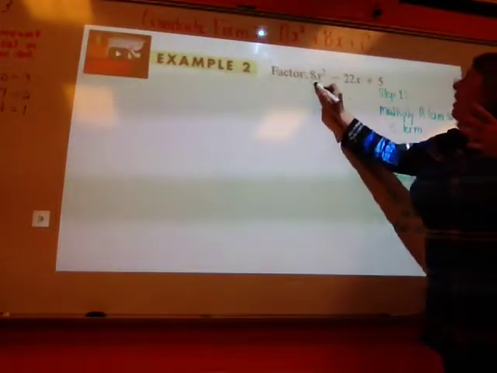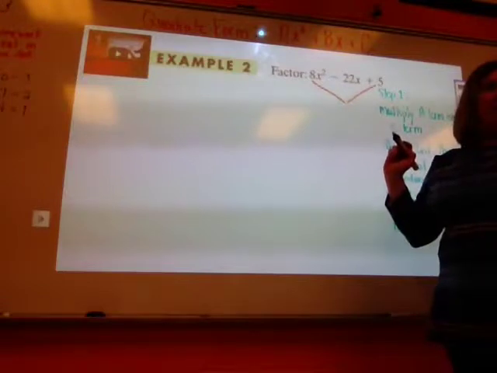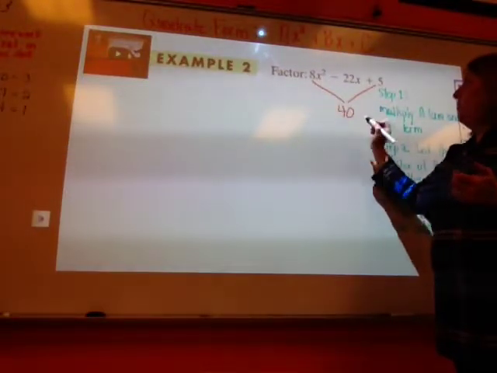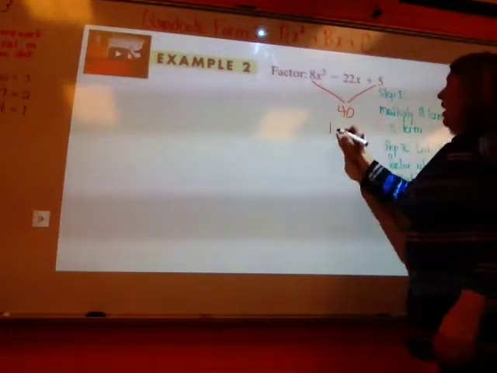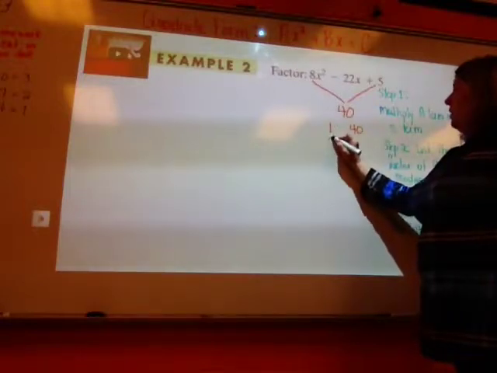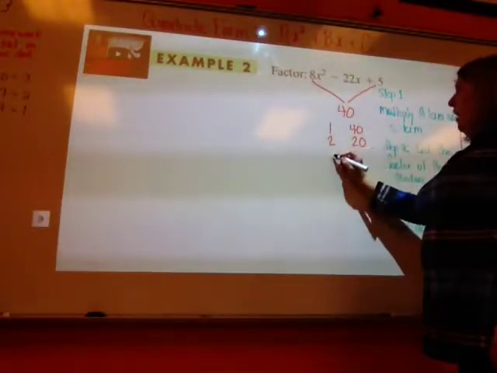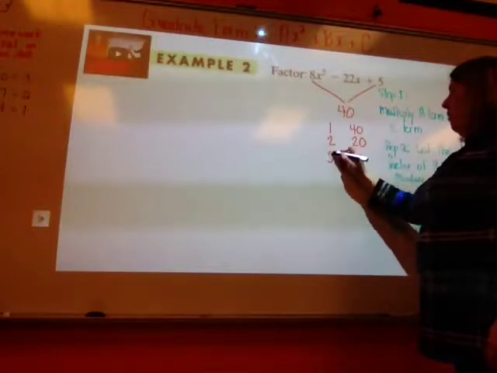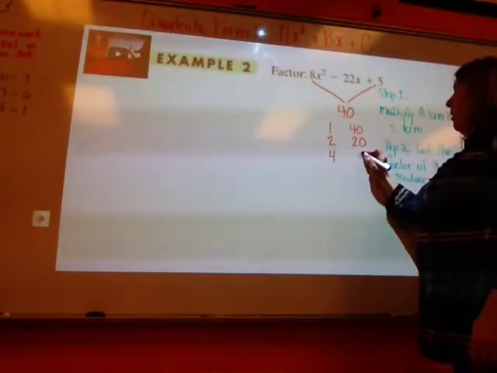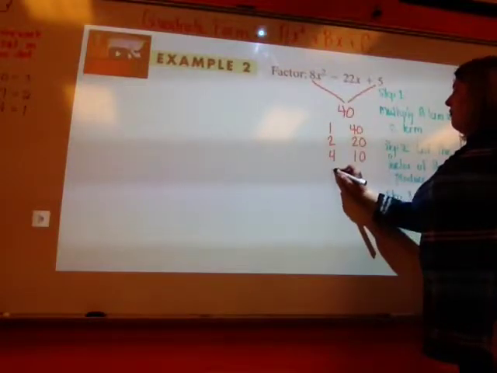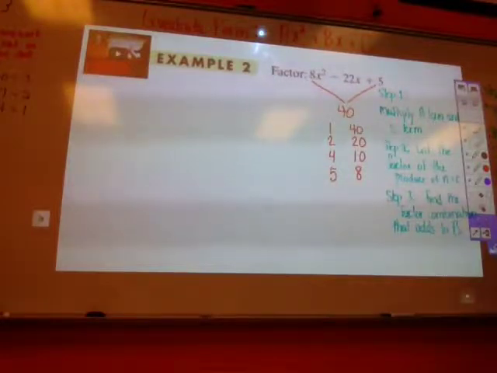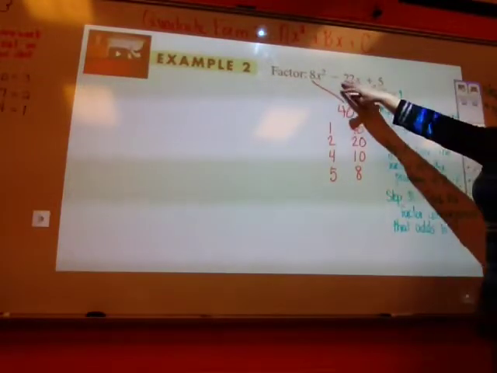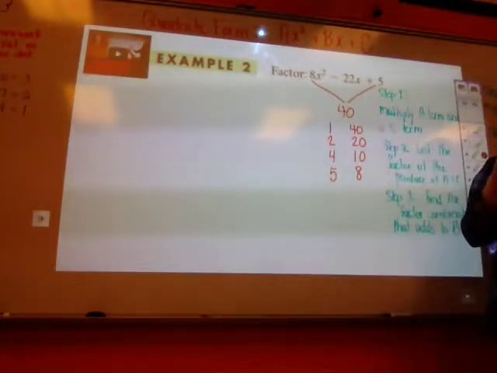So here we go. Ready? 8 and 5 are going to give me what? 40. Do we all agree with that? Okay. Factors of 40 are going to be 1 and 40, 2 and 20, 4 and 10, 5 and 8. Okay? Now remember, when I take a step back, I'm adding those two numbers in the middle to try to get to negative 22. Do we all agree?